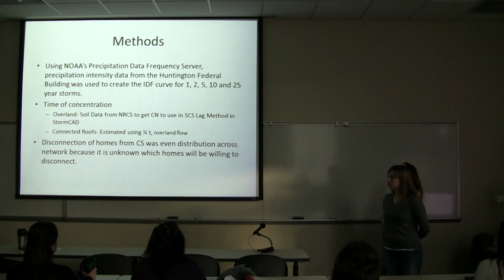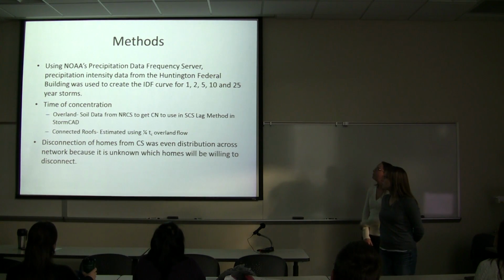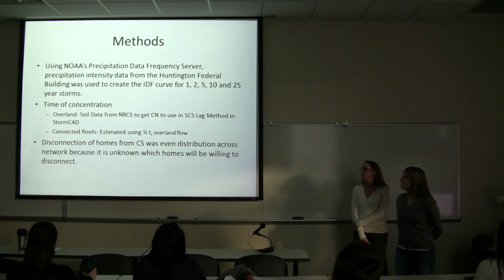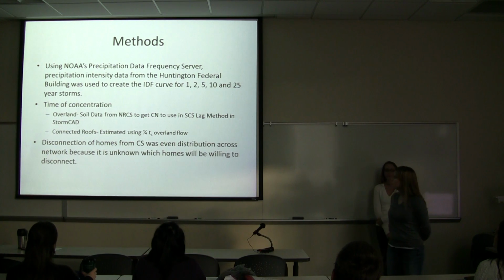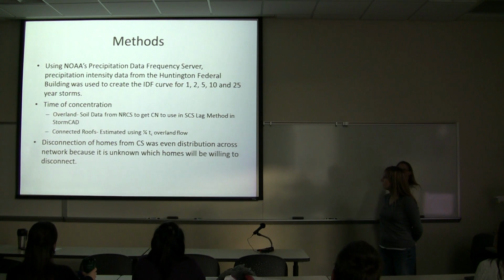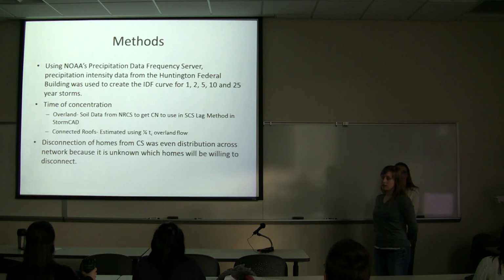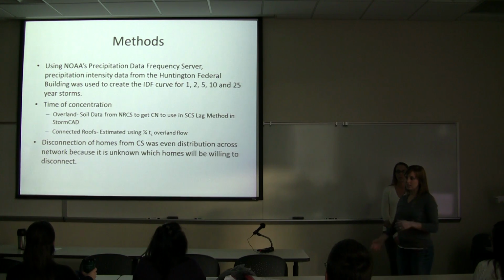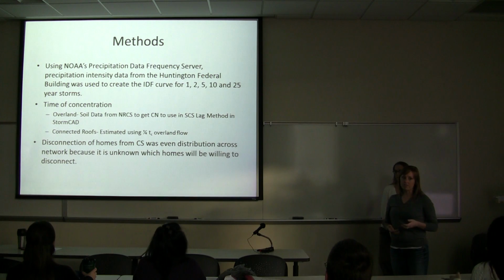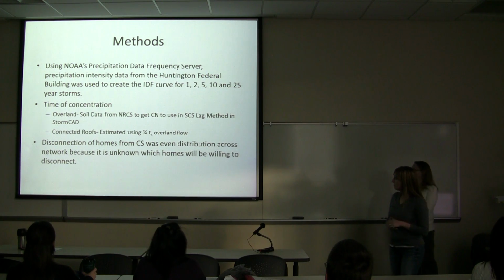To get our IDF curve to put into StormCAD, we obtained our precipitation intensity data from NOAA's PDFS website, and we used that to create curves for 1, 2, 5, 10, and 25-year storms. And to get our time of concentration for the overland flow, we obtained soil data from the NRCS website, and we found that it was Wheeling type soil, which we then went onto the DEP website and found the curve number for that soil type.